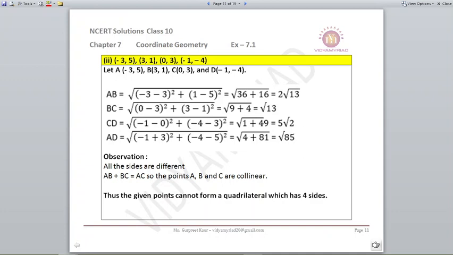When we found that all the sides are different, we checked whether the points are collinear. If you look at AB, BC and AC, AB and BC together, 2 root 13 plus root 13, comes out to be 3 root 13. So it means that the points are collinear. When the points are collinear, they are not the vertices of a quadrilateral. It cannot form a quadrilateral with 4 sides since the points are collinear. It can form a triangle.